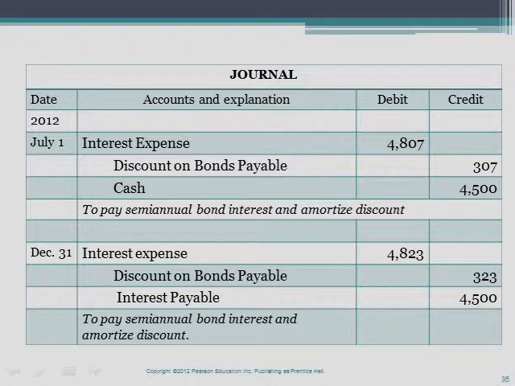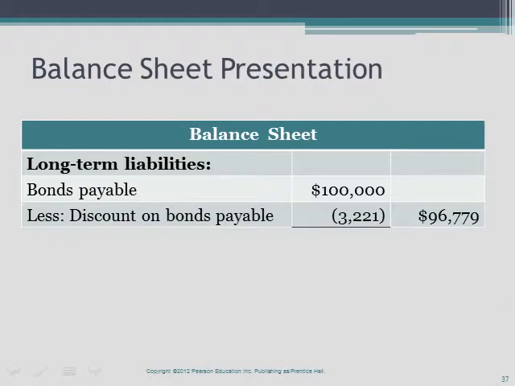The journal entry made for each interest payment includes a debit to interest expense, a credit to discount on bonds payable, and a credit to cash or interest payable. All the amounts can be located on the amortization slide. The bonds are shown at their carrying amount on the balance sheet. The balances as of December 31st, 2012 are shown here.